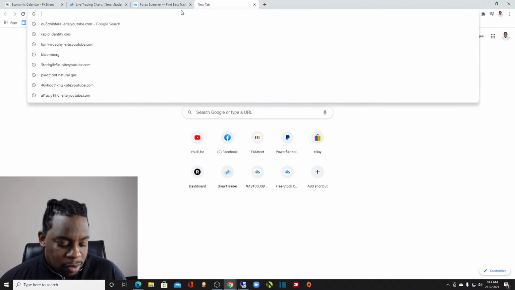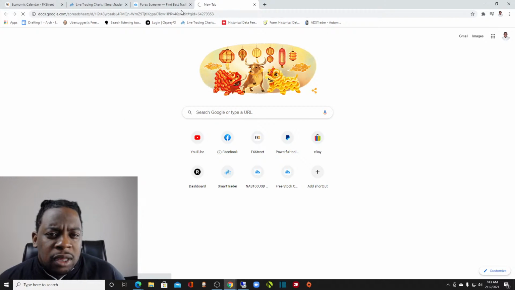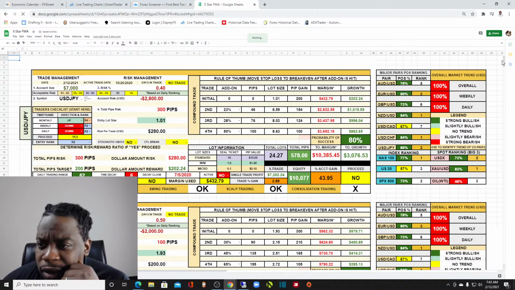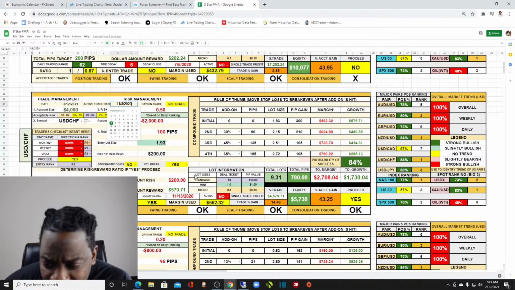Let's see what we can get from it. Let's see what the stop would be, and let's play it out and see what that would look like. Let's say we've got $4,000 inside of our account. Our active trading date will end up being today, so 2/12.